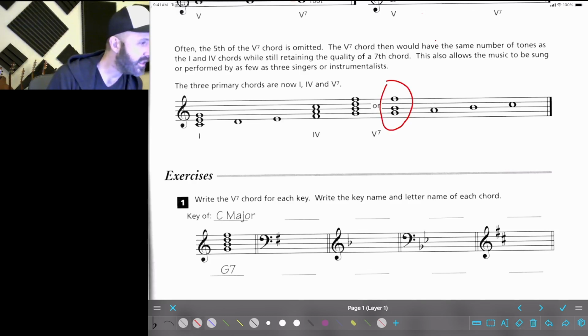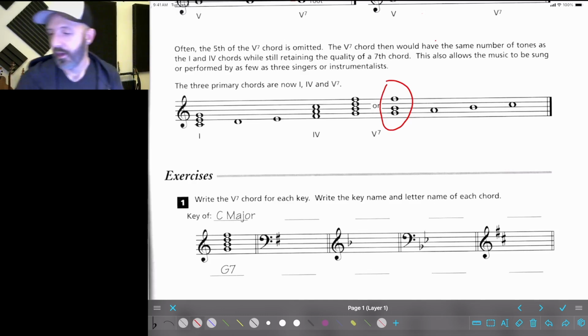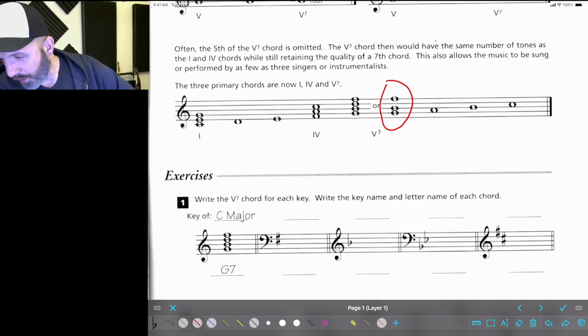I'm trying to see if that's a... I don't think they asked that on the test. At any rate, okay. Write a 5 chord for each key. Write the key name and the letter name of each chord.